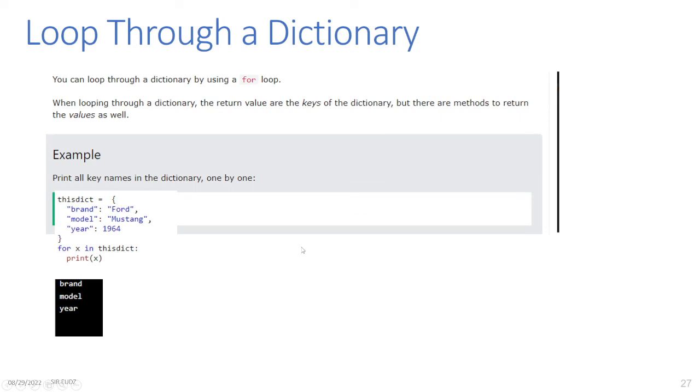Loop through a dictionary. You can loop through a dictionary by using a for loop. When looping through a dictionary, the return values are the keys of the dictionary, but there are methods to return the values as well. So print all key names in the dictionary one by one. So we have this equals brand Ford, model Mustang, year 1964. For x in this, then print x, this will print the keys.